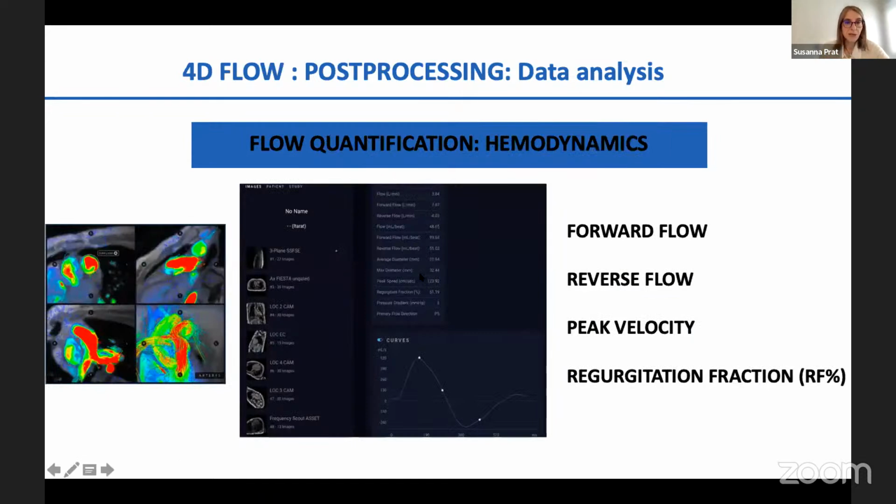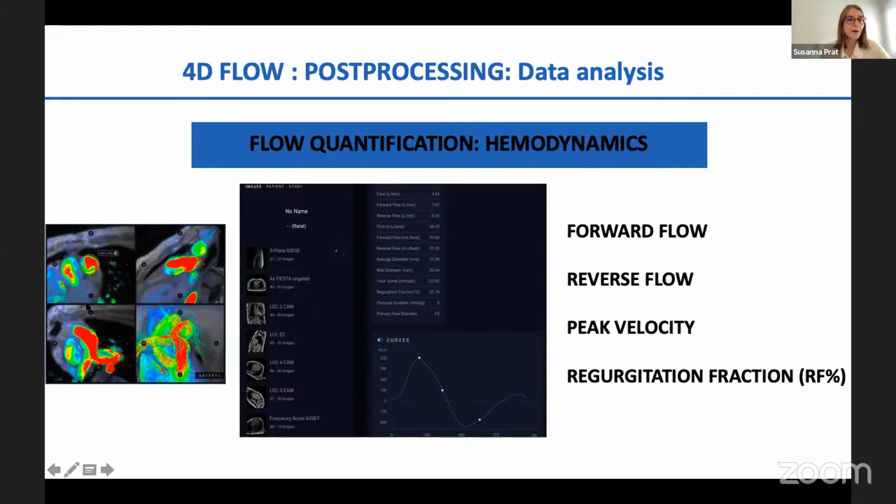That was the visualization, but one of the important tools that we have with the 4D flow is that it lets us do a flow quantification and evaluate the hemodynamics of these vessels or valves. We can get information about the forward flow, the reverse flow, and the peak velocities, that we can get as well from echo. And another concept that is important in some pathologies is the regurgitation fraction. And we can get this curve.